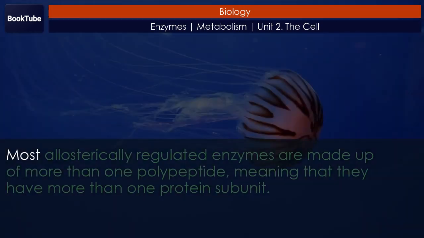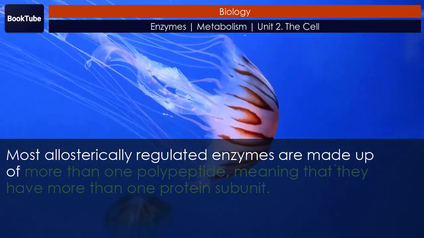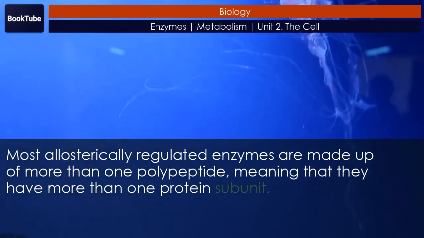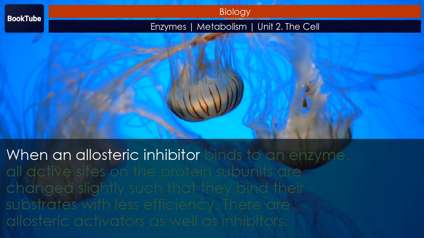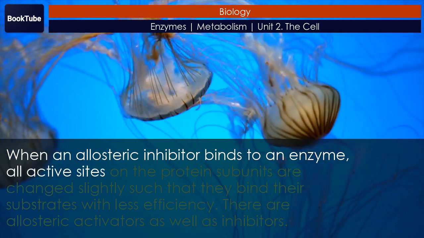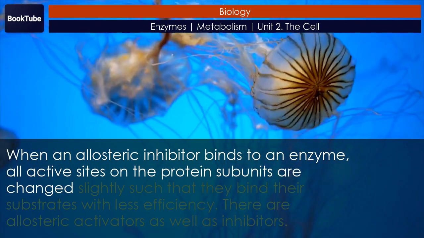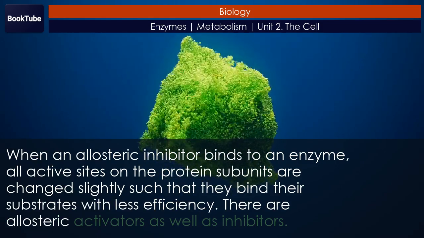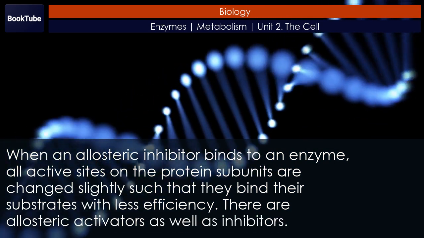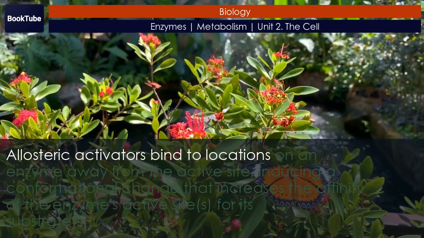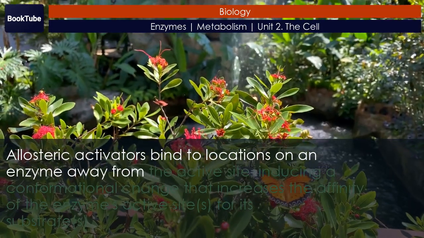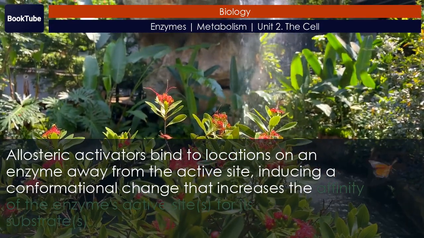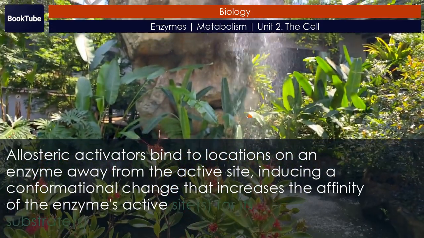Figure 4. Most allosterically regulated enzymes are made up of more than one polypeptide, meaning that they have more than one protein subunit. When an allosteric inhibitor binds to an enzyme, all active sites on the protein subunits are changed slightly such that they bind their substrates with less efficiency. There are allosteric activators as well as inhibitors. Allosteric activators bind to locations on an enzyme away from the active site, inducing a conformational change that increases the affinity of the enzyme's active site for its substrate.